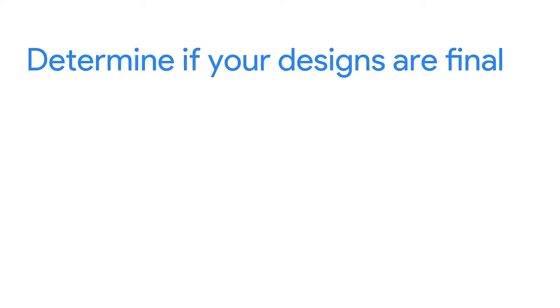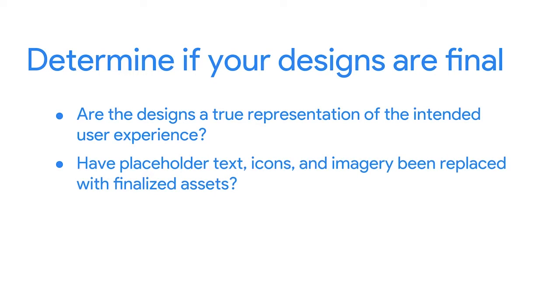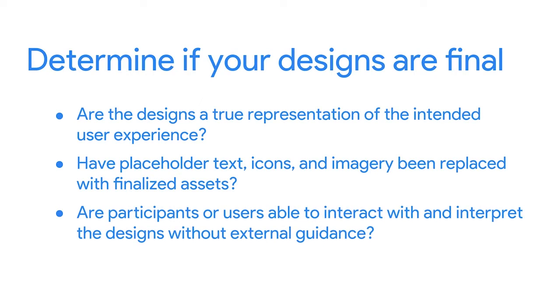Ask yourself, are the designs a true representation of the intended user experience? Have placeholder text, icons, and imagery been replaced with finalized assets? And are participants or users able to interact with and interpret the designs without external guidance? If your team can answer these 3 questions with a resounding yes, then you've done it. You've finalized your designs, and it's time to hand off the designs to engineering for production. We'll discuss the logistics involved in the handoff process soon.